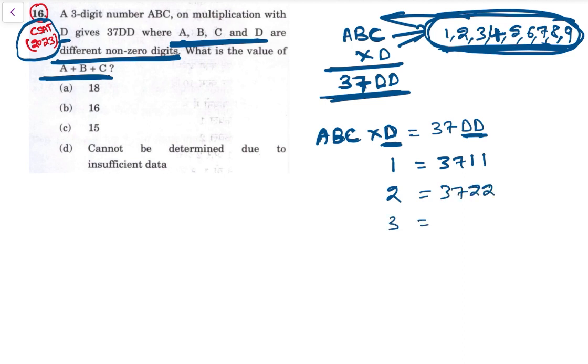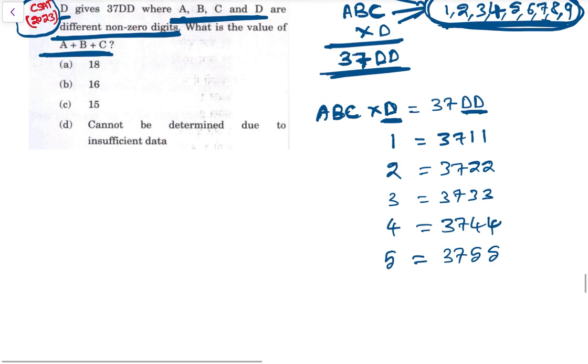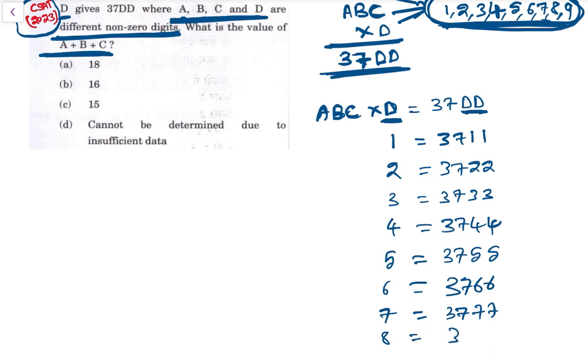If we take D as 3 then the number has to be 3733. If we take D as 4 then the number has to be 3744. If we take D as 5 then 3755, okay. Then if we take D as 6, this is 3766, okay. If we take D as 7 it has to be 3777, okay. 8, so D as 8, so these are the possible ones.